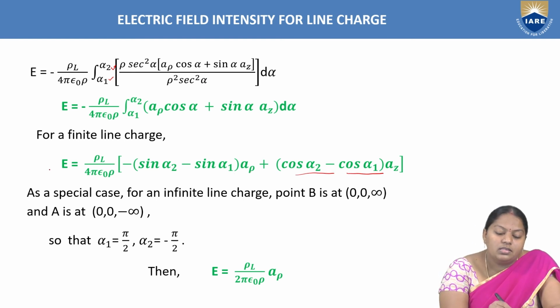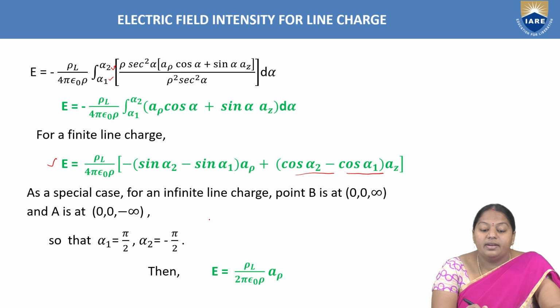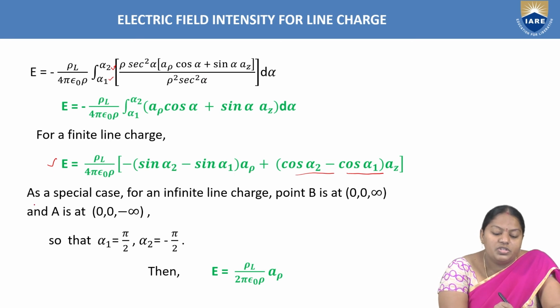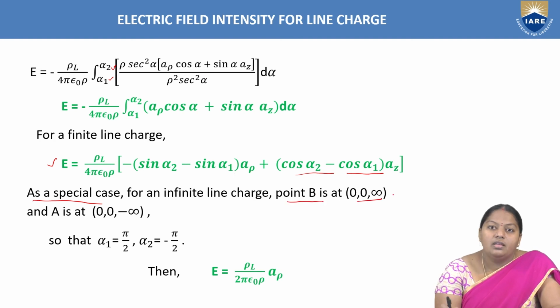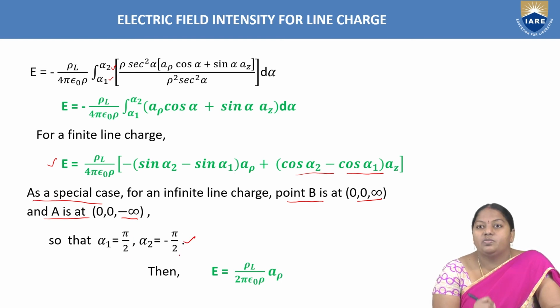So this is the case we have considered for the finite length of the conductor we have placed along the z-axis, right? So if you want to extend that finite length to be an infinite length, as a special case we have considered an infinite line charge, meaning that B is to be extended till plus infinity and A is to be extended till minus infinity. Then alpha 1 and alpha 2 may be defined as alpha 1 equal to pi by 2 and alpha 2 equal to minus pi by 2.